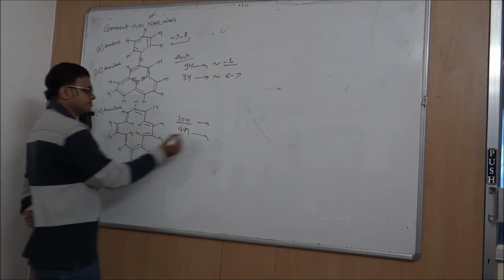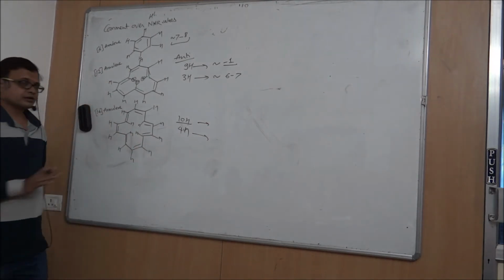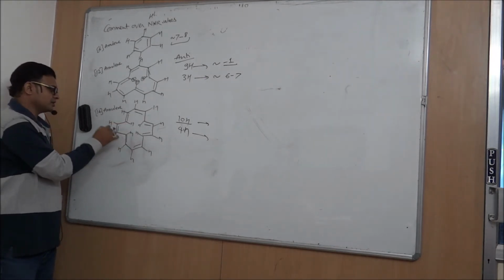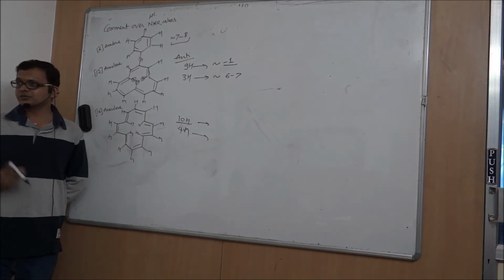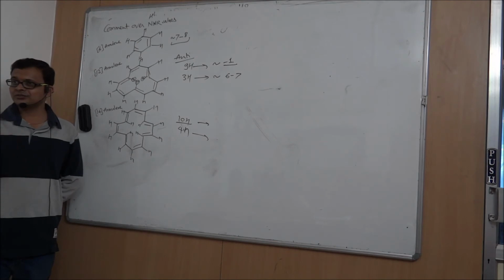First tell me, aromatic or anti-aromatic? Compound is 14 electrons, 14 pi electrons, 4n or 4n plus 2. Divisible by 4 or not divisible by 4? Not divisible, which means system is 4n plus 2. Aromatic system. Aromatic system means outer hydrogens.